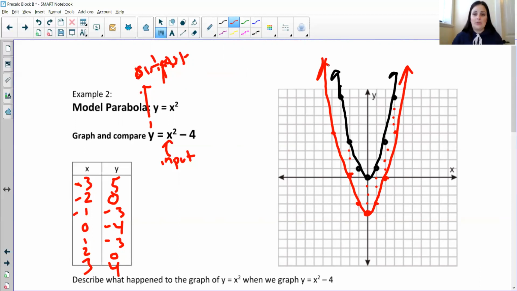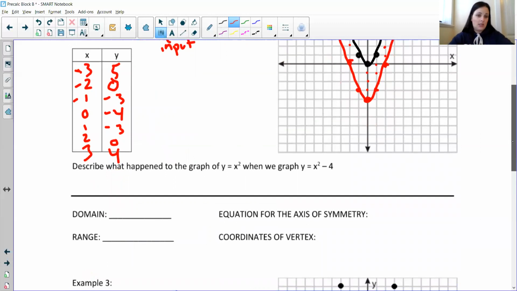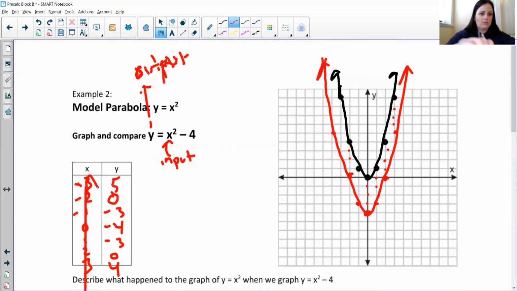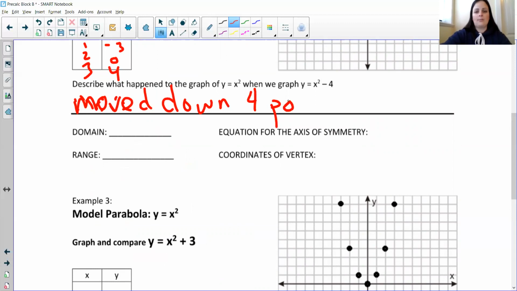What do you notice about that parabola? What do you notice? And hopefully your answer is, it moved down, Miss Mackenzie. Hopefully not with that kind of attitude, but hopefully that was what your brain was thinking. It moved down 4 points.